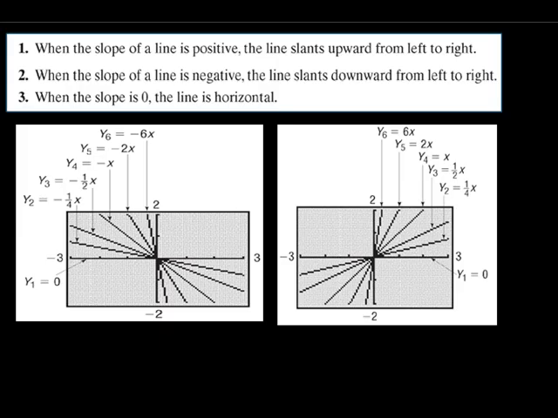Here's something rather interesting. Let's look over here at the positive slopes. You'll notice that as the positive slope becomes smaller, it gets closer to the x-axis. Or if we look at it the other way, as the slope becomes larger, it gets closer to the y-axis. If we look over here at the negative slopes, now remember, negative is a little backwards, so this one is actually very, very small. So as the negative slope becomes smaller, it gets closer to the y-axis. As the negative slope becomes larger, it gets closer to the y-axis.